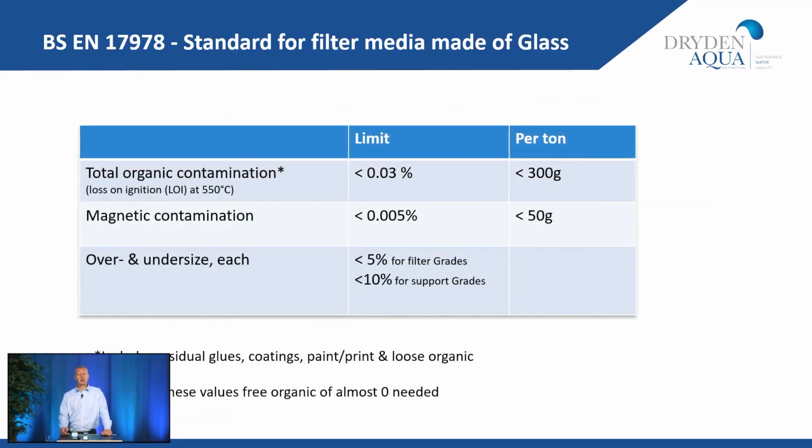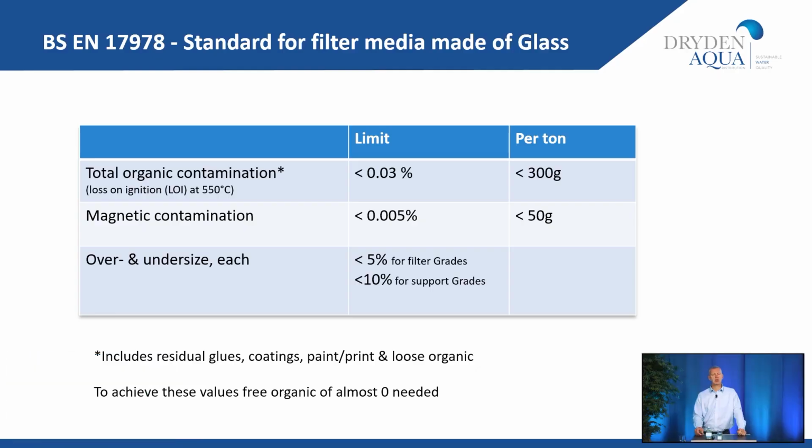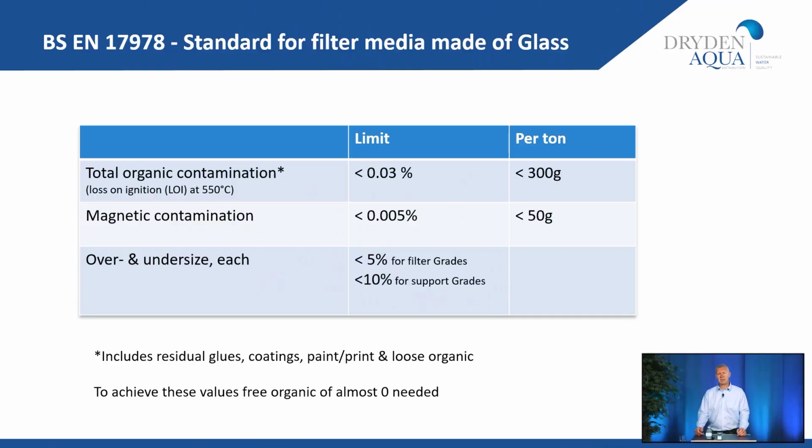So what is it measuring? Well, first of all, it's measuring the total organic contamination. And this is a test that's done through loss on ignition. So an amount of the media is weighed, and then it's put into an oven, and it's cooked at a certain temperature, 550 degrees C, as you can see, and then it's weighed again afterwards. And the difference between the two weights is an indication of how much organic contamination has been burnt off. And that limit is set to under 300 grams per tonne. So AFM is well within those limits, as I said earlier, at 10 grams per tonne.